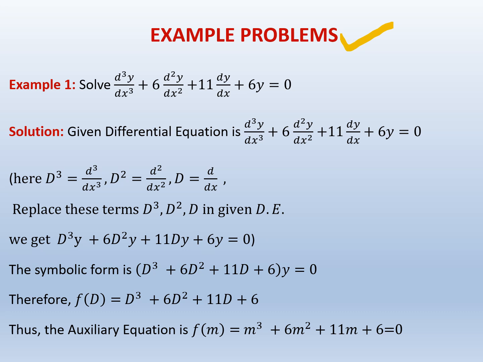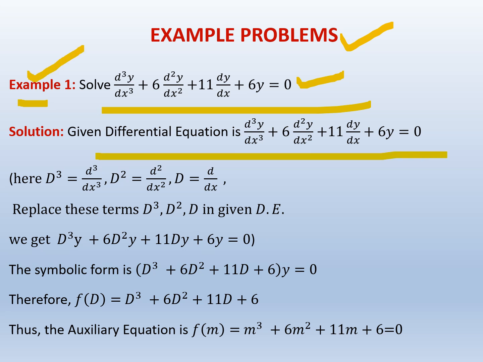and distinct. First example, solve d cube y by dx cube plus 6 times d square y by dx square plus 11 times dy by dx plus 6 times y equals 0. Now find the solution of the given differential equation in example 1. To do this, first write the given differential equation. Next, write the symbolic form of the given differential equation.